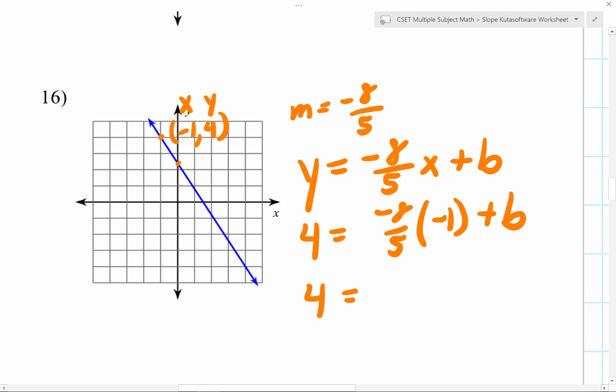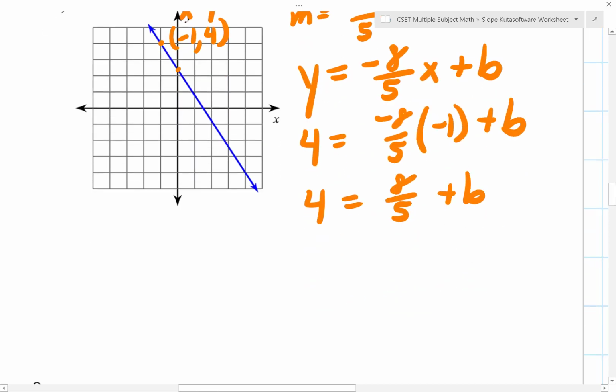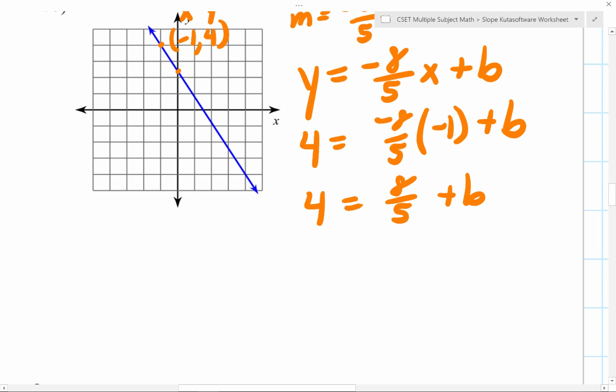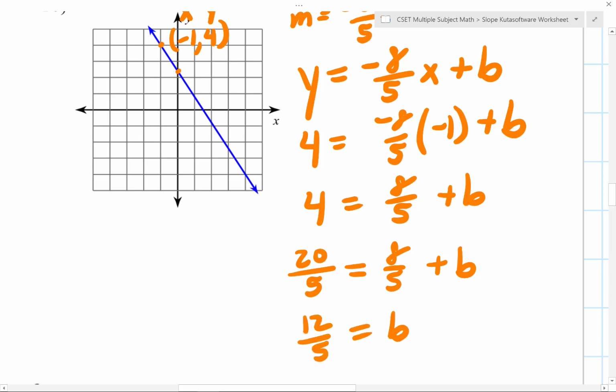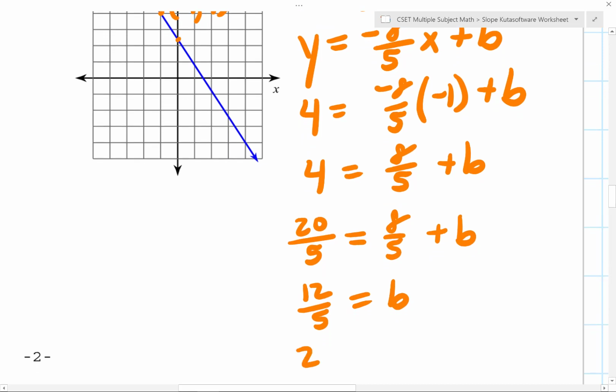And so 4 should equal +8/5 plus b. Maybe this time I will change the 4 and get a common denominator. 4 is the same as 20/5. 20 divided by 5 is 4. Just grabbing a common denominator. So when I subtract 8/5 from both sides, I'll get 12/5 is b. And just to make sure that makes sense, that's 2 and 2/5 for the b, and that's 1, 2, and a little bit more. That makes sense.